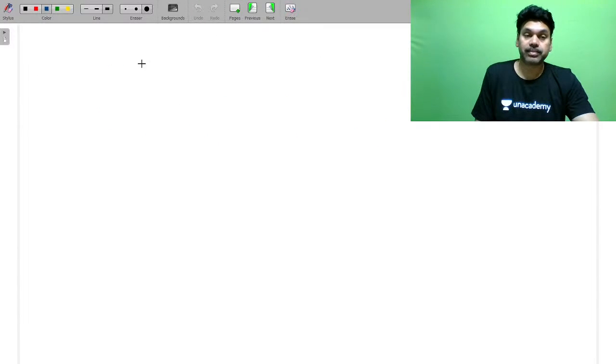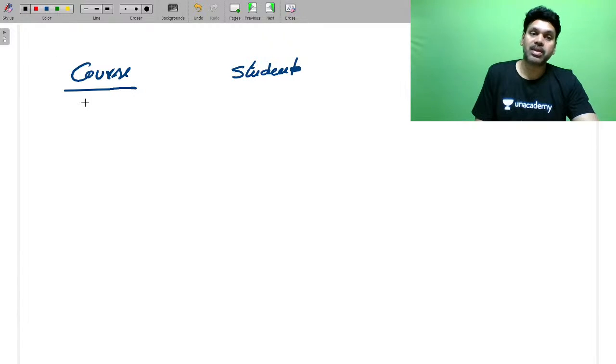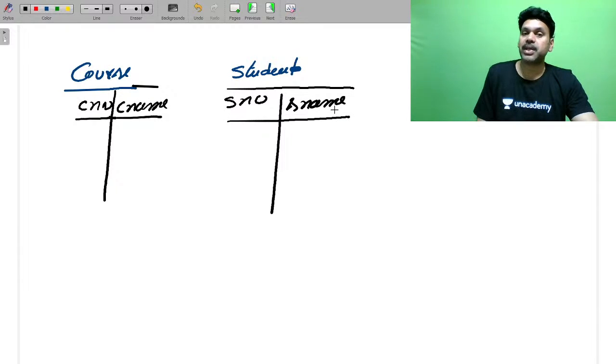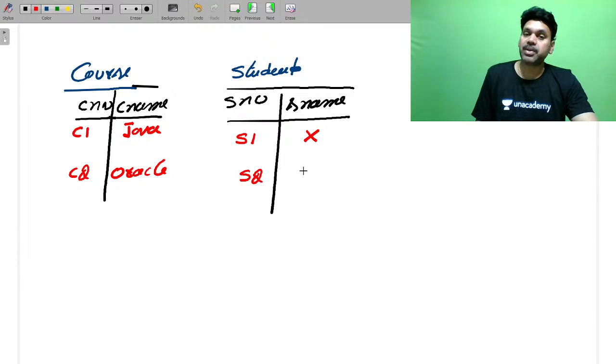Now, there is a course instance and there is a student instance. The course instance has course number, the student instance has student number, and the second column of the course instance is the course name, and the second column of the student instance is the student name. If you look at this structure carefully, course number 1 is Java, and course number 2 is Oracle. Student number 1 is named X, student number 2 is named Y.